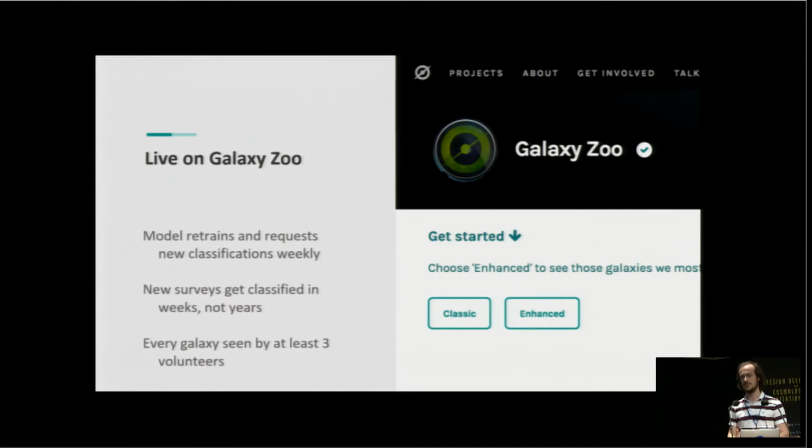In principle, we should be able to crank through surveys in weeks instead of years, by optimizing the use of our volunteers. Now, we do still make sure for now that all galaxies are seen by at least a few volunteers in case there's an alien or something in them, right? People are really good at finding the weird and the unusual. That's often called the scientific gold dust.